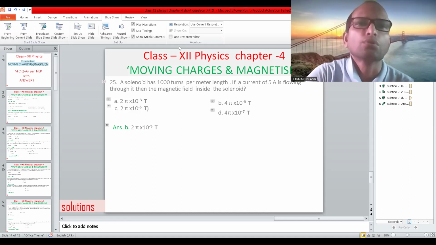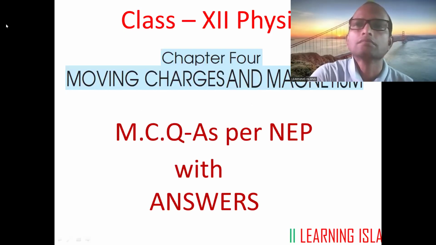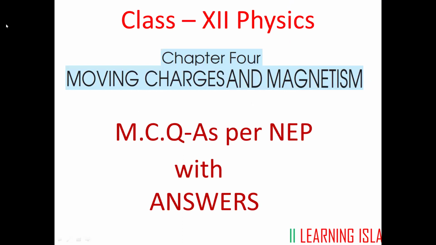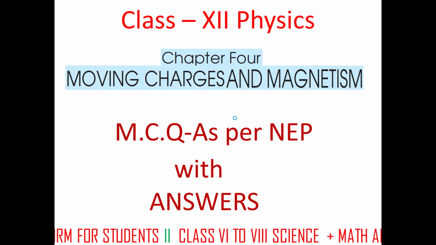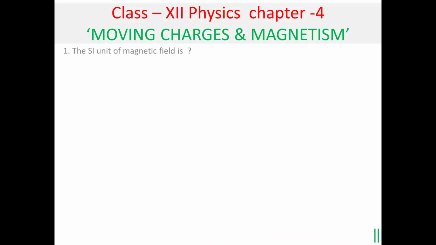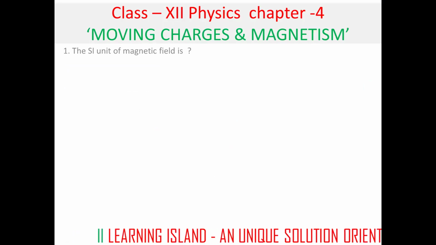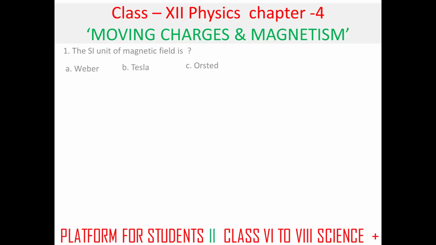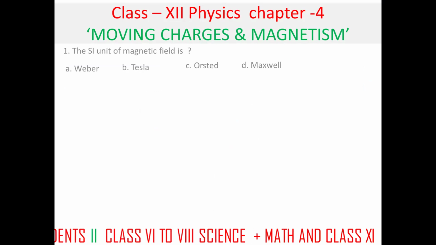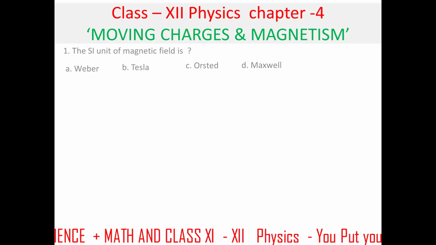Okay, so see, the first question is: the SI unit of magnetic field is. Let us see the options: Weber, Tesla, Oersted, Maxwell. So you see, these all are the names of scientists.